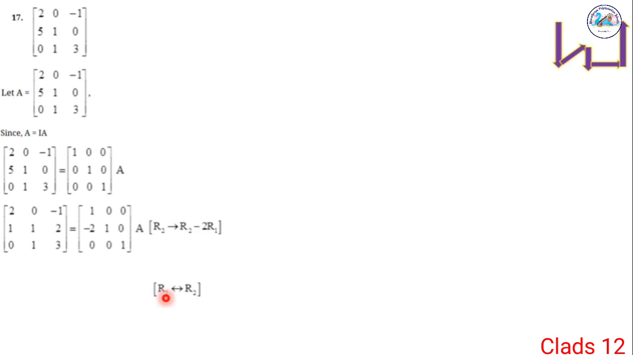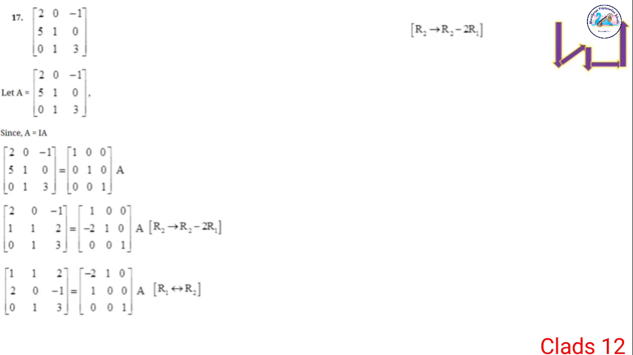Next we have to interchange R1 and R2. If I make this 1 here, the first condition is satisfied, meaning the A11 element will be 1. So R1 interchanges with R2. While doing that, R2 comes here as R1, that is 1, 1, 2. Then R1 comes here as R2, 2, 0, minus 1, and R3, 0, 1, 3 remains the same. On the right side also R1 and R2 change: minus 2, 1, 0 comes here as R1, 1, 0, 0 comes here as R2, and R3 remains the same, 0, 0, 1.